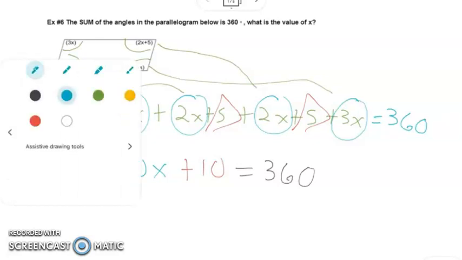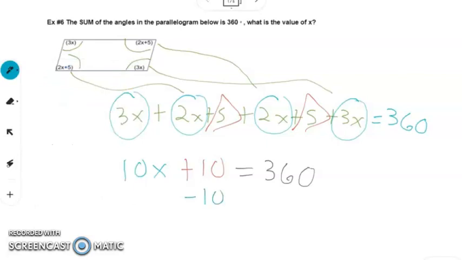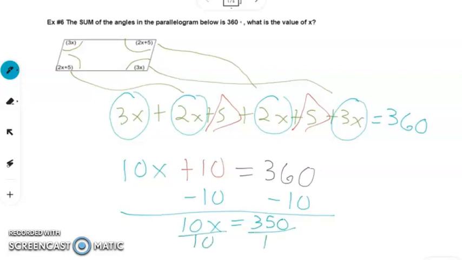Now I need to solve for x. So I need to solve for x by subtracting 10 on both sides to get x by itself, and then I'll have 10x is equal to 350. Now I need to just divide both sides by 10 because 10 is being multiplied to the x, so the opposite of multiplication is division. And when I do that, I'll get x is equal to 35.